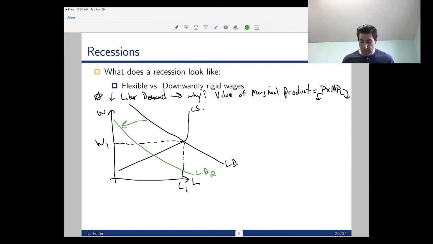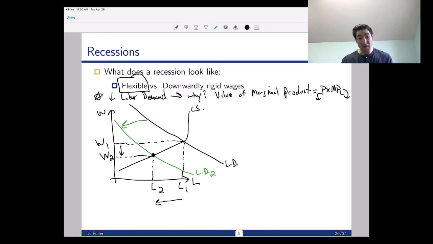Now, if we have what I call perfectly flexible wages, I'm going to start with the flexible wage case. All that means is that the wage rate can adjust and go down. Just as we saw in the last graph, employment is going to go down, and that is going to cause GDP to go down. Pretty straightforward with the flexible wage. So we get a decrease in employment and a decrease in real GDP.